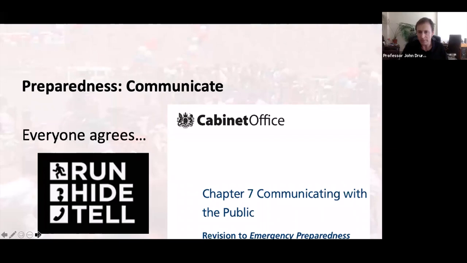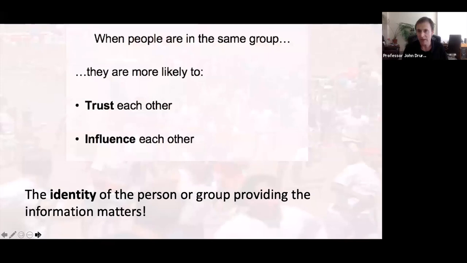Because good communication, psychologically, is more than just providing information. Who is providing that information? It really matters where that information comes from. As I said at the beginning, when people are in the same group, that's when they listen. That's when they trust the information. That's when they take your example. So if you're seen to be not in the group, an outsider, then the authorities will be dismissed, and they're not going to listen.